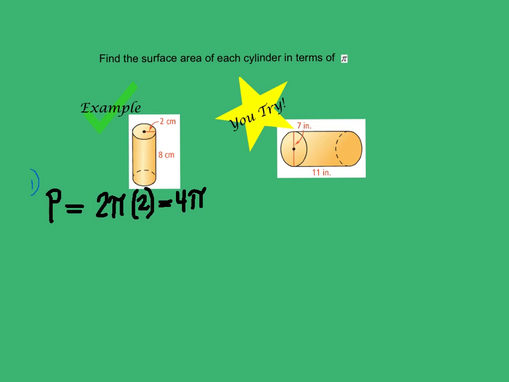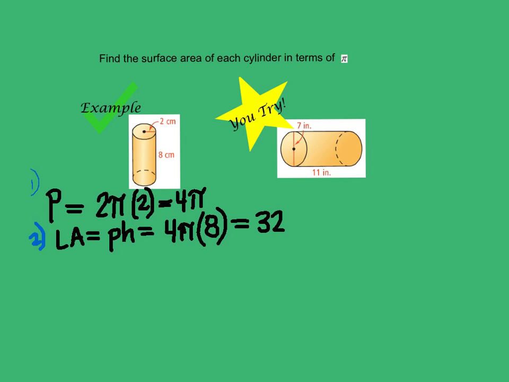Our next step, step 2, is to find the lateral area of the prism. And our lateral area is found by the product of the perimeter of the base times the height. Well, we found our perimeter, our circumference here is 4 pi, and our height given in the picture is 8. So 4 pi times 8 is 32 pi.